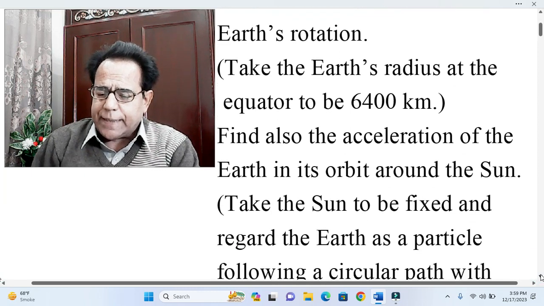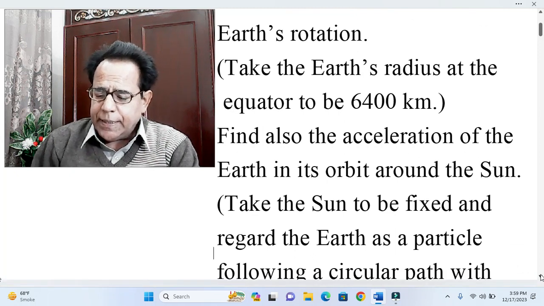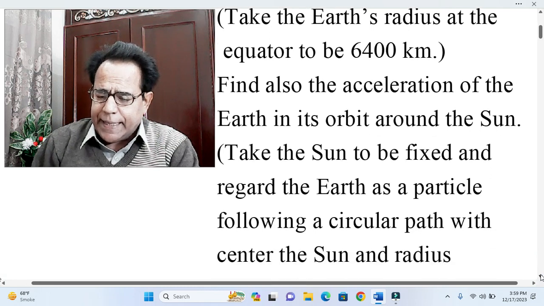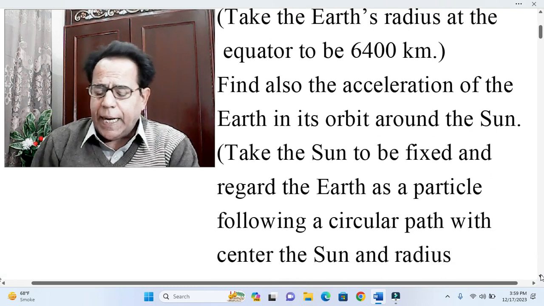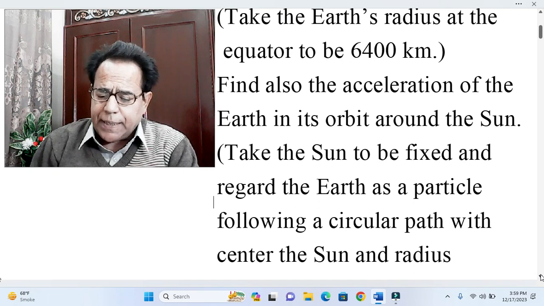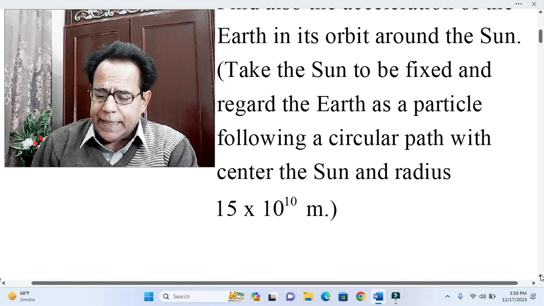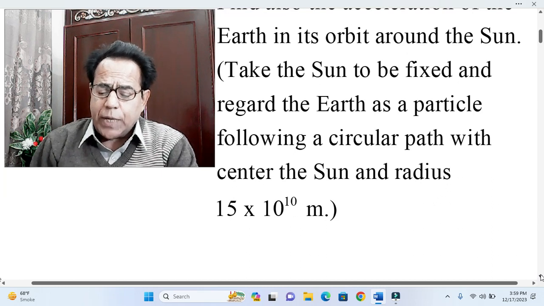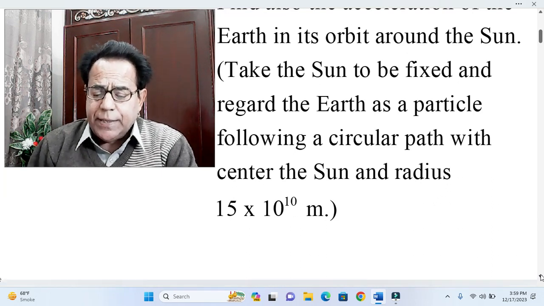Find also the acceleration of the Earth in its orbit around the Sun. Within brackets, the hint is given: take the Sun to be fixed and regard the Earth as a particle following a circular path with the Sun as center and radius 15 into 10 raised to the power 10 meters.